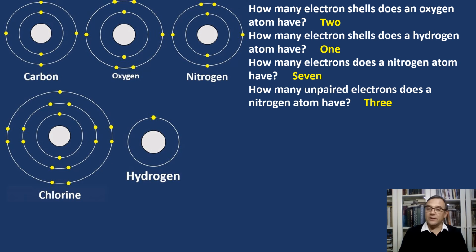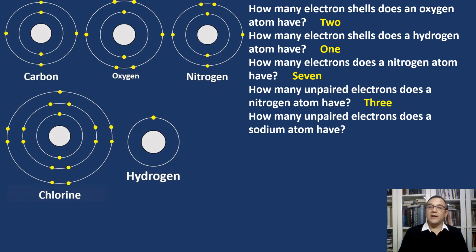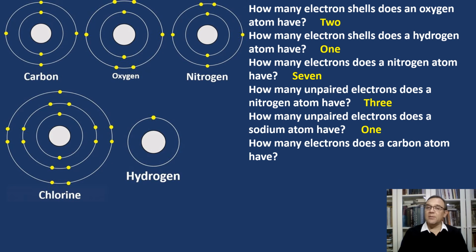Remember, when we talk about unpaired electrons, we are always referring to an outer shell. In nitrogen, there are 3 unpaired electrons. 1 here, 1 here, and 1 here. How many unpaired electrons does a sodium atom have? In a sodium atom, there is just 1 unpaired electron. Here it is.